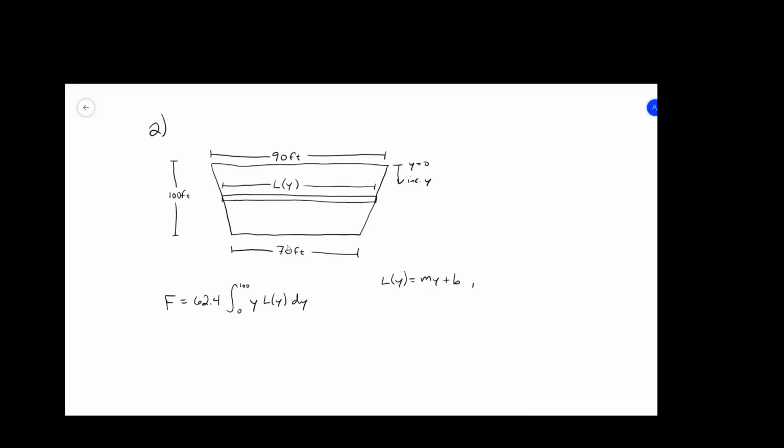What do we know about this L of y? Well, right now we know two things about it. We know what L of 0 is. We also know what L of 100 is. What's L of 0? 90, exactly. And what's L of 100 is then 70, exactly.